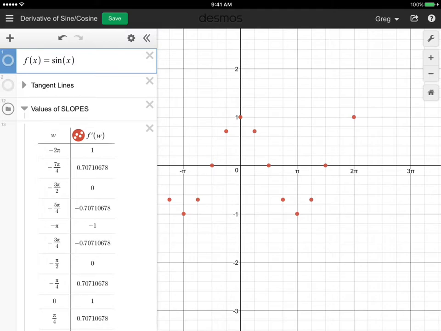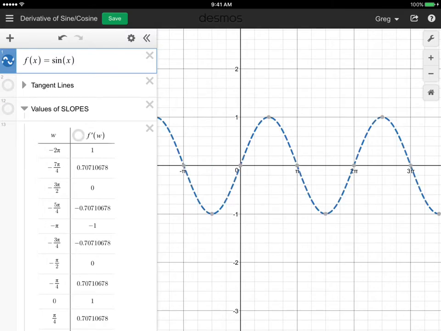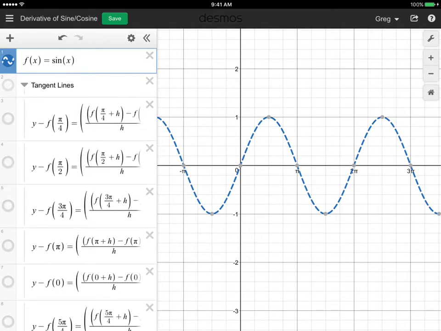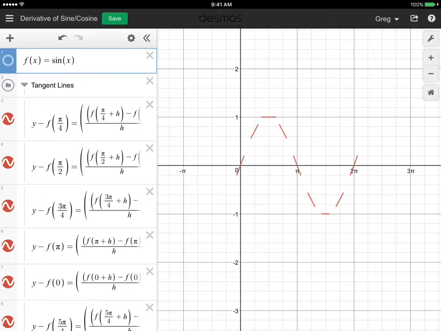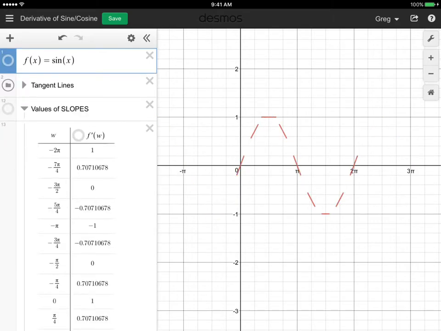Let's go through that one more time. Here's the sine function. We can estimate tangent lines using our limit definition, which I've done here. There's a ton of them at a bunch of different points. I'll turn those on, so we can see the estimation of tangent lines, and then turn those off. For example, the tangent line at pi over 2 is clearly 0. We can see that line is horizontal, so down here in the table, we should see that the value is 0.